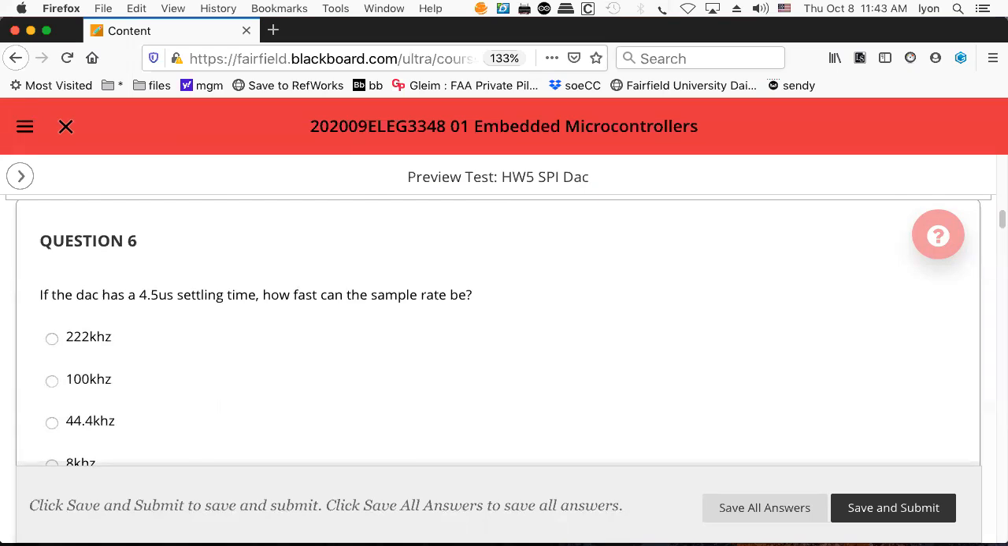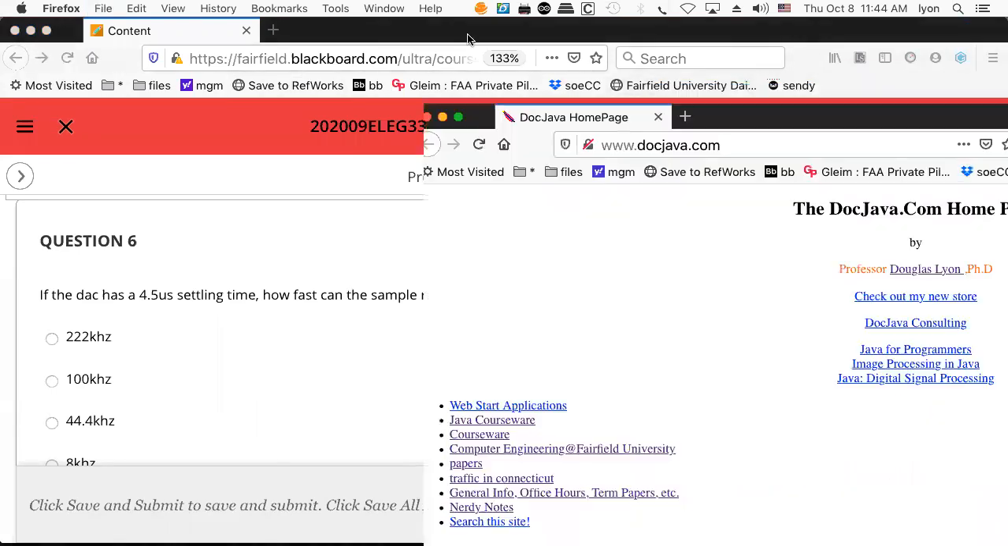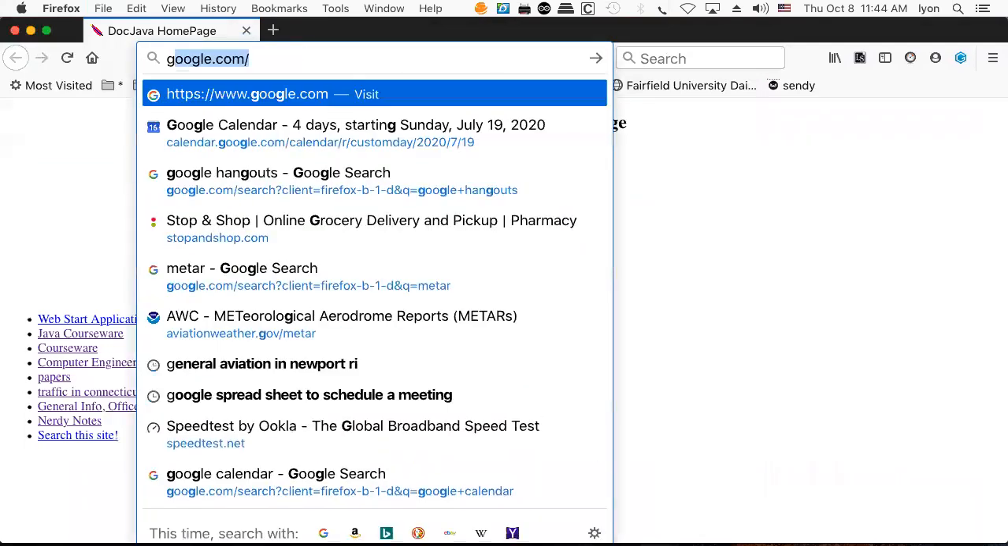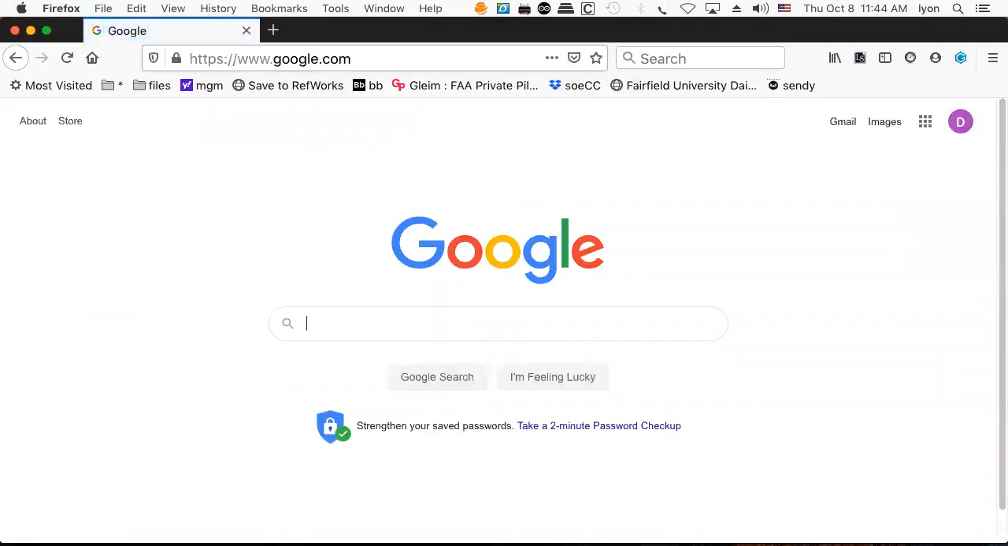So this is like a calculator question. I wonder if I can do this calculation on the screen here. 4.5 microseconds. Can Google do that? Let's find out. Google Calculator is great. I use it for lots of things.